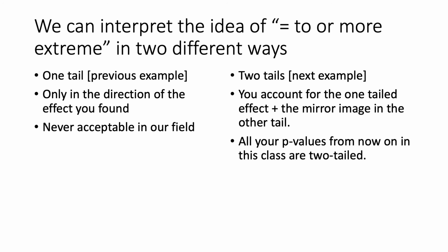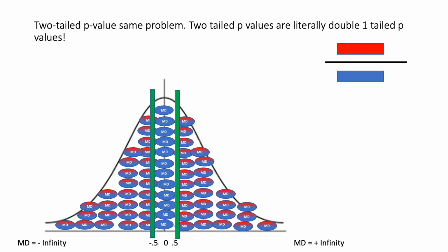Let's see what that looks like for the previous problem. So before, with the same problem, our sampled mean difference was 0.5, right? Our probability was only the right side of that line that's at 0.5, right? That was our p-value. Now, with a two-tailed test, our p-value doubles because we have to account for its mirror image.